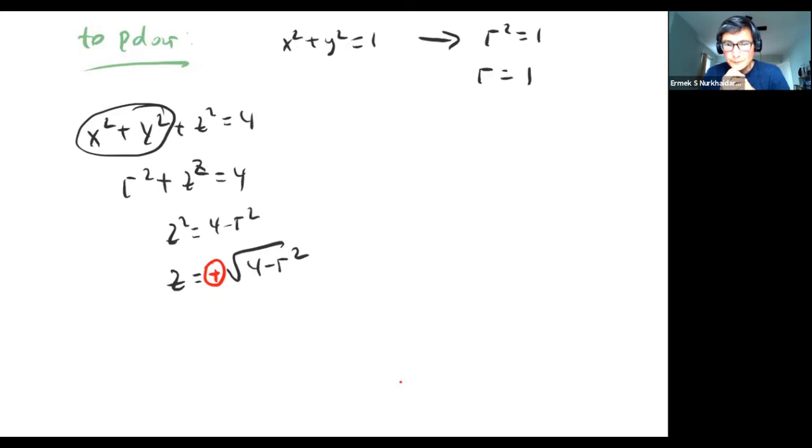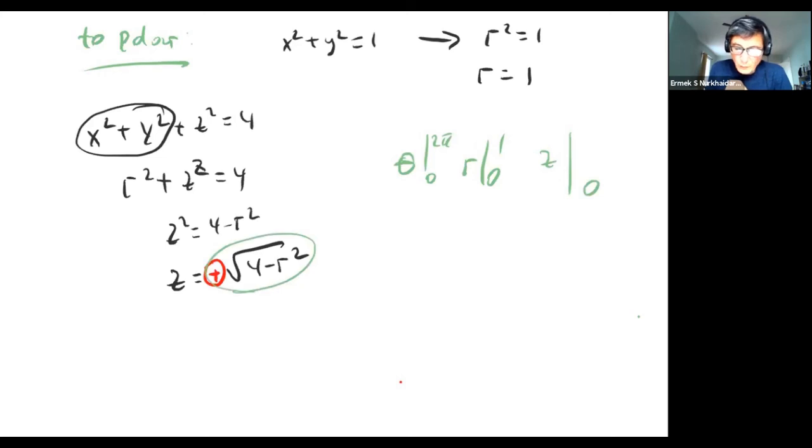Okay, and from here we can immediately see our limits. r is going to be between 0 and 1, because we're sitting inside of the cylinder x squared plus y squared equals 1. Theta will be between 0 and 2 pi. And z is going to be between bottom and top. On the bottom, we have z equals 0. On top, we have that function, the square root of 4 minus r squared.